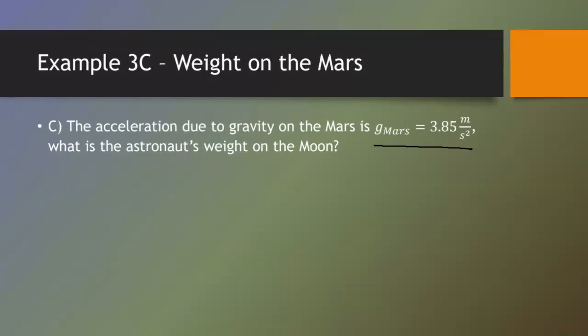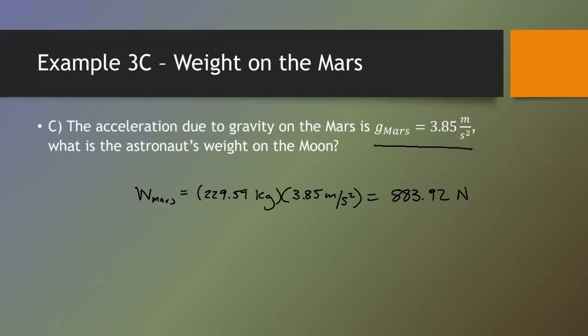So if we want to calculate the weight of the astronaut on Mars, 229.59 kilograms times 3.85 meters per second squared. And the weight on Mars is 883.92 newtons. So a little less than half of Earth in terms of weight.